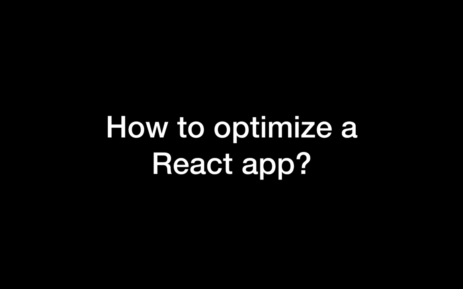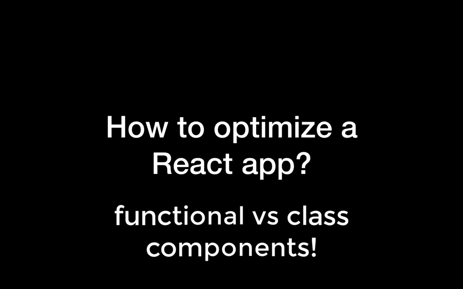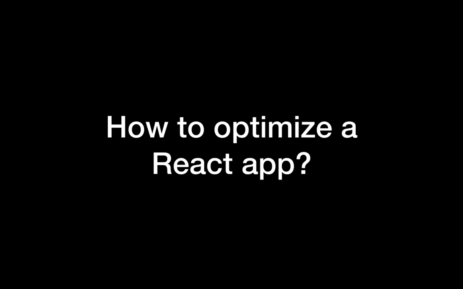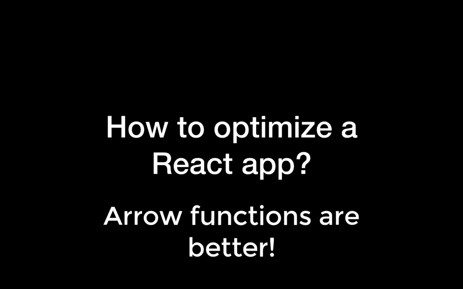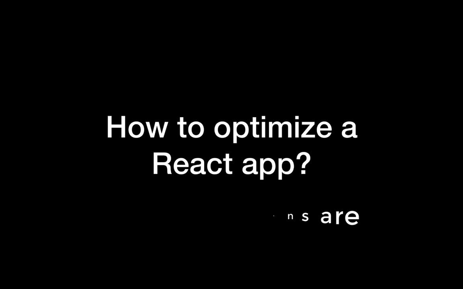Inside your application, for the presentational components, like buttons and things like that, you may be using classes. If you make them functions, that may improve your application as well. For class property functions like event handlers, you may be using regular functions and binding them inside a constructor. That also can slow things down. So for those, if you use arrow functions, that might improve it.